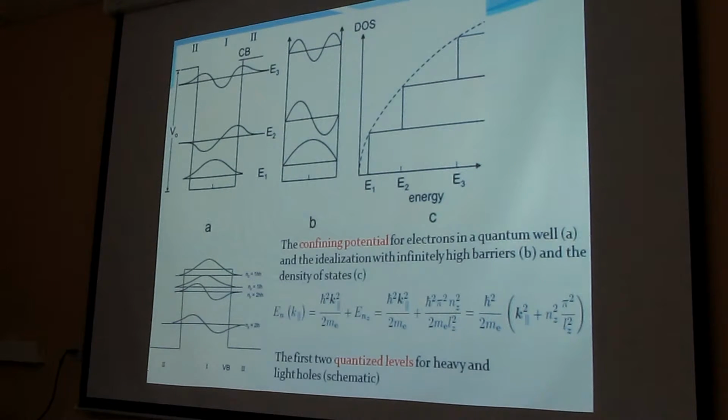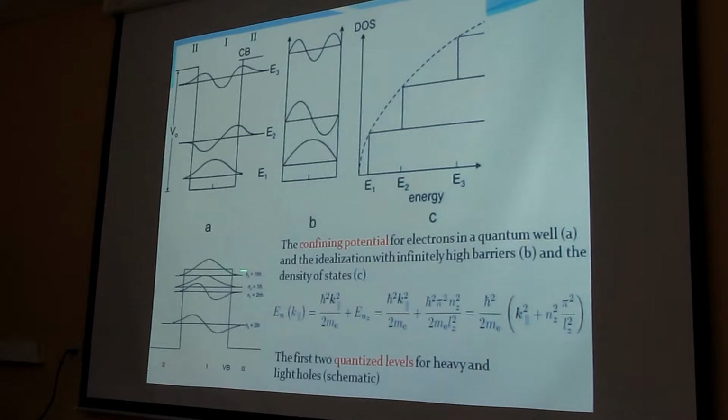Now, in reality, the barriers are not infinitely high. You have a barrier height of maybe several 10 or 100 millielectron volts, so you get only a finite number of quantized states, and you get a little bit of tunneling of the wave function into the barrier for the electrons, and the same for the holes.